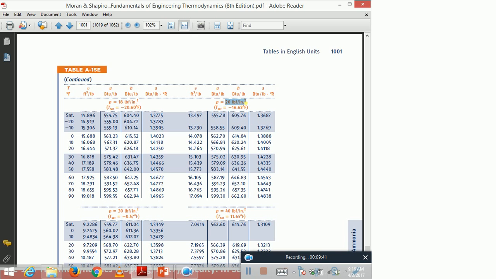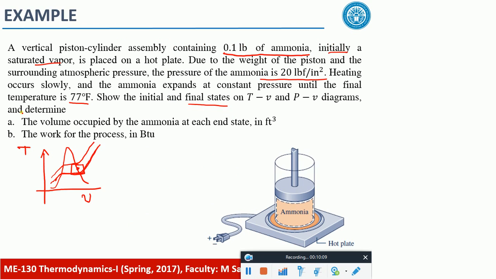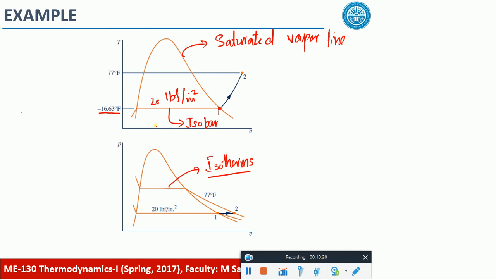So if you go for this 20 pound force per inch square, what is the saturation temperature over there? It is minus 16.63 degree Fahrenheit, and you can see this sat means it is talking about the values at the saturation temperature, right? So just see what is the temperature over there? It is minus 16.63 degree Fahrenheit. Okay. And then we need to see the volume occupied. By the way, this is the first step. We need to see the volume occupied by ammonia at each end state.